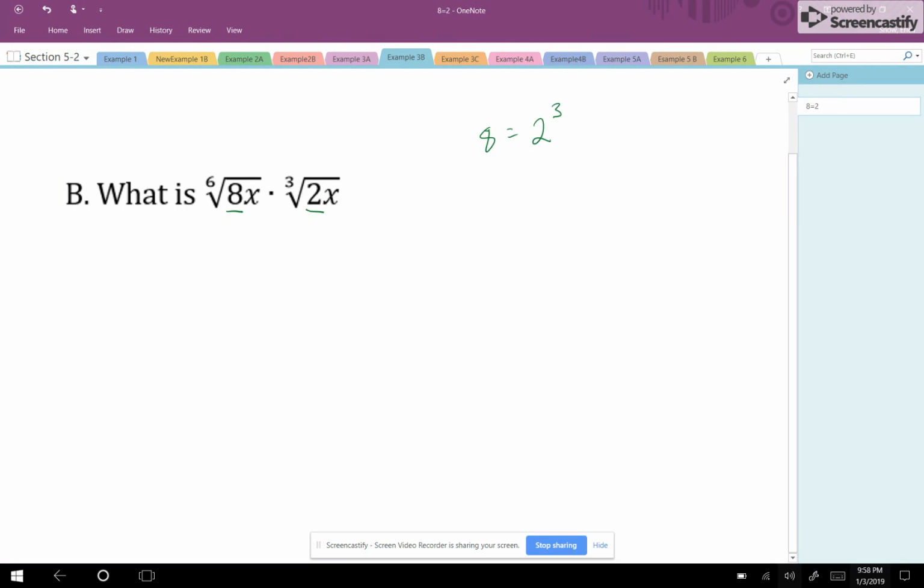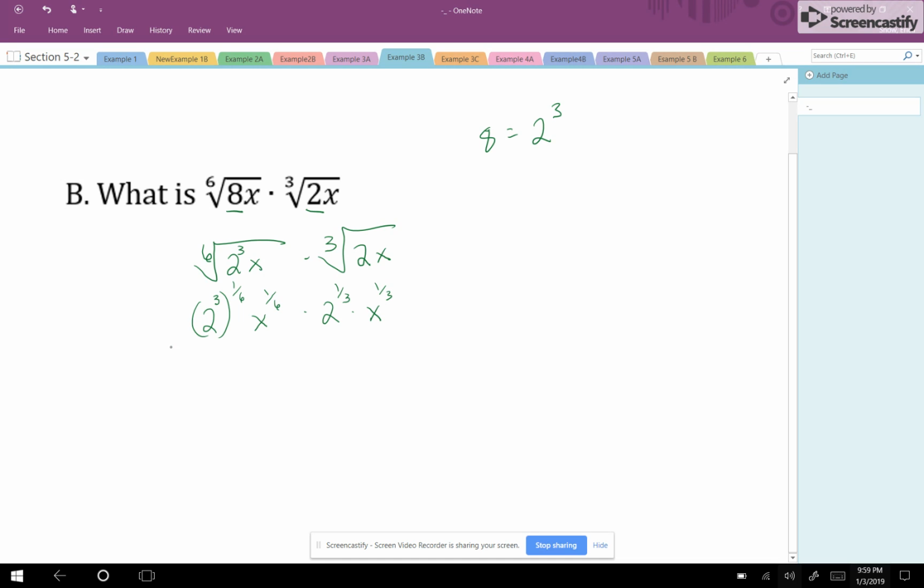So if you know that 8 is equal to 2 cubed, you can rewrite this as the sixth root of 2 cubed x times the cube root of 2x. Now what I'm going to do is rewrite our radicals with rational exponents. So we would have 2 cubed to the 1/6, x to the 1/6, and 2 to the 1/3, x to the 1/3. And remember, there's multiplication in all of these.